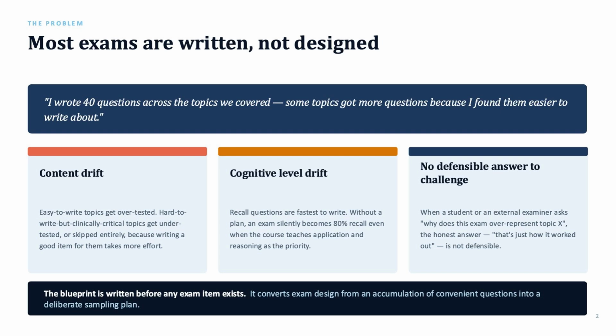We also see cognitive level drift, because recall questions are the fastest to write. Without a blueprint, an exam can silently drift toward 80% recall, even when application and reasoning are the priority. Ultimately, this leaves us with no defensible answer to challenge. When asked why an exam overrepresents certain criteria, the honest answer, that's how it worked out, is not defensible.